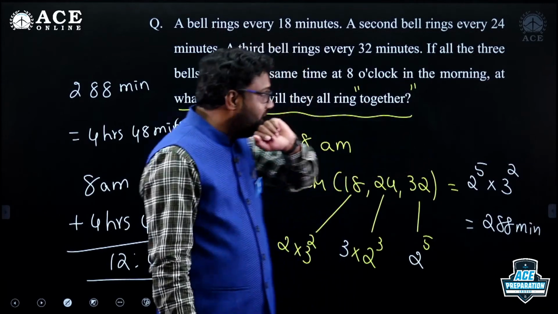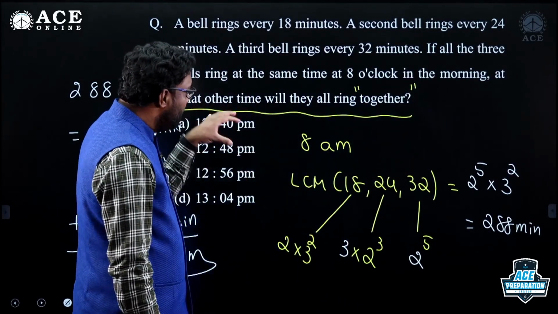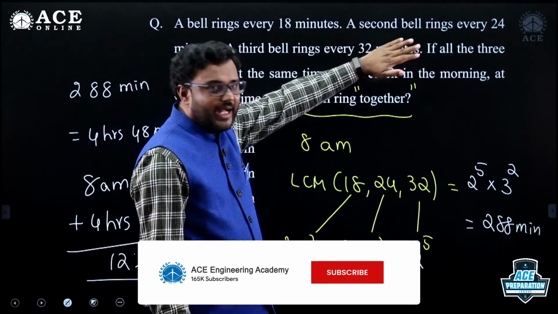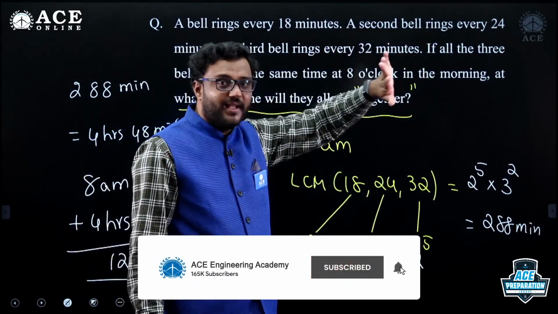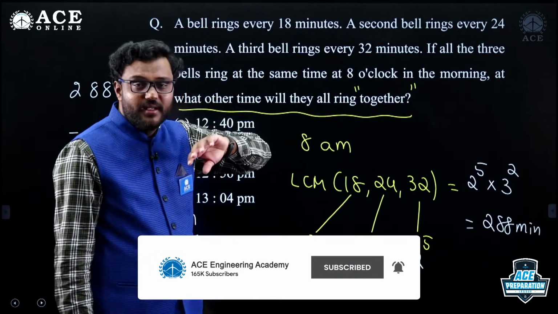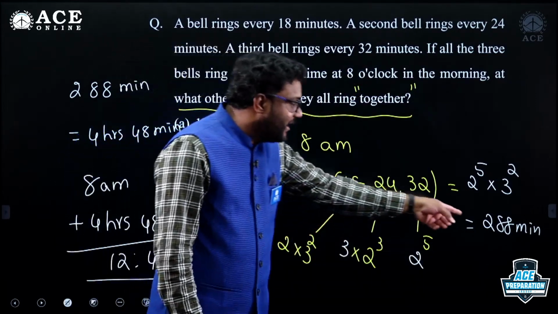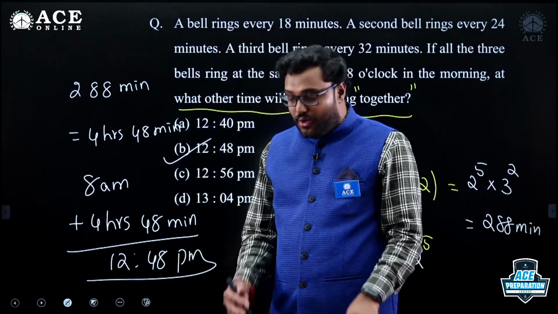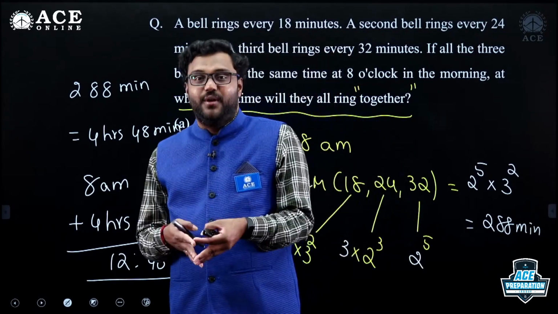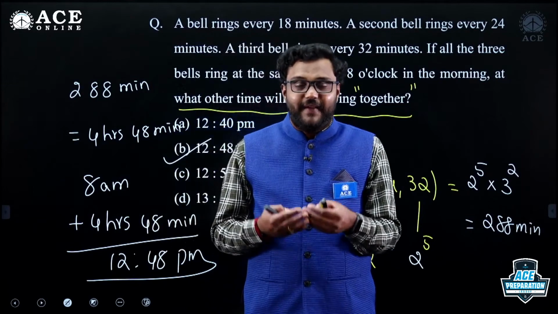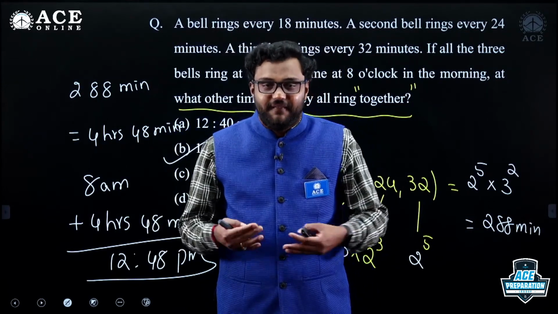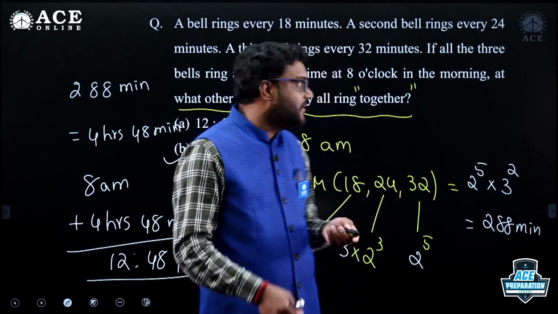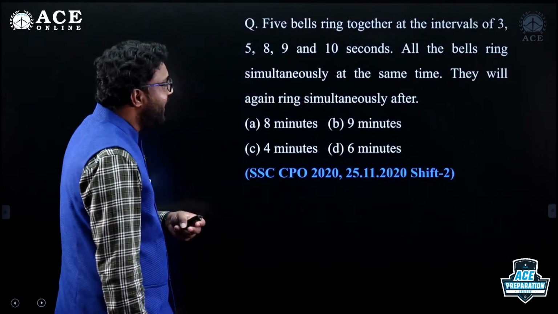But here, since they're asking in terms of PM, AM, they've given us some reference time. Sometimes they don't give a reference time; they'll ask after how much time they'll meet, meaning 288 minutes. But here the reference time is given. So from 8 a.m., adding 288 minutes, we should go with 12:48 p.m. When all these 3 bells ring together, or 5 bells ring together, 5 lights flash simultaneously, or 5 people meet at the starting point in a circular track, right? So in all these questions, we should apply LCM, my dear friends.